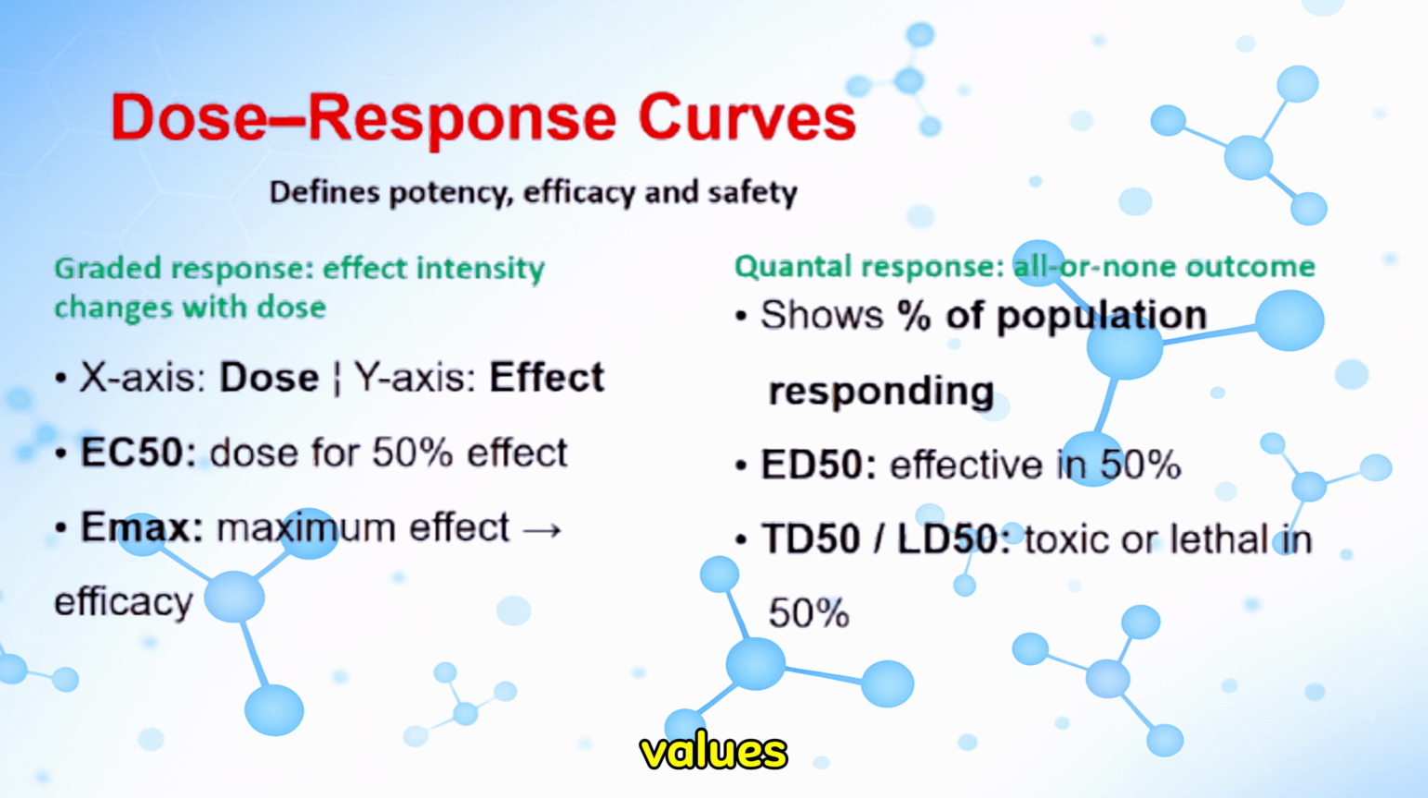Two important values are EC50 and Emax. EC50 is the dose that produces half the maximum effect. Emax is the maximum effect the drug can produce. These values help us understand drug potency and efficacy.